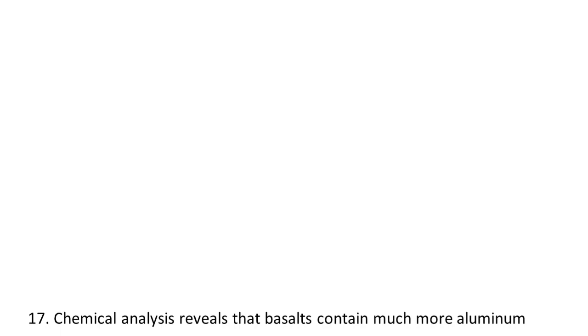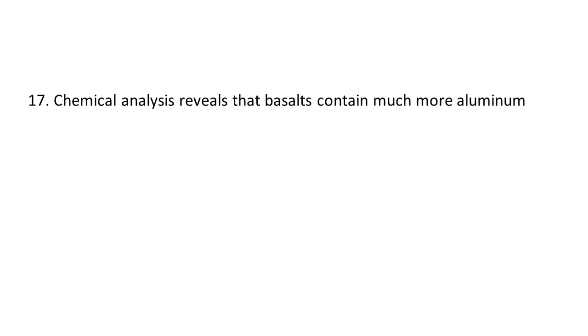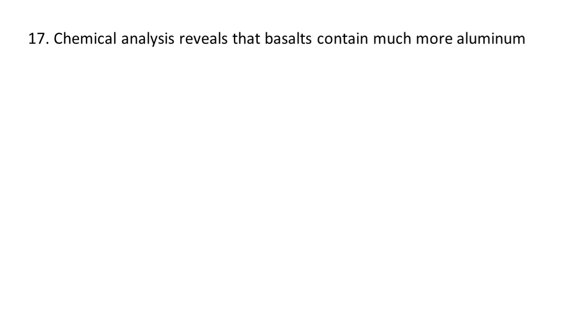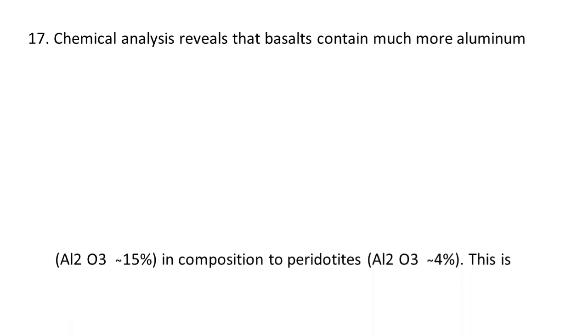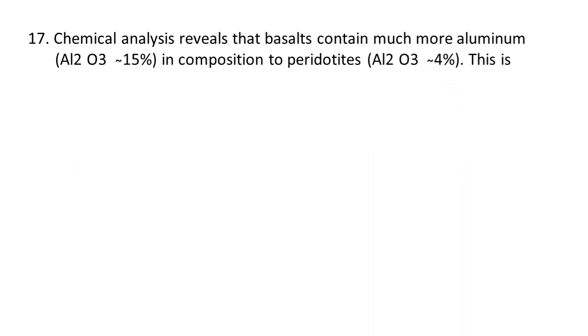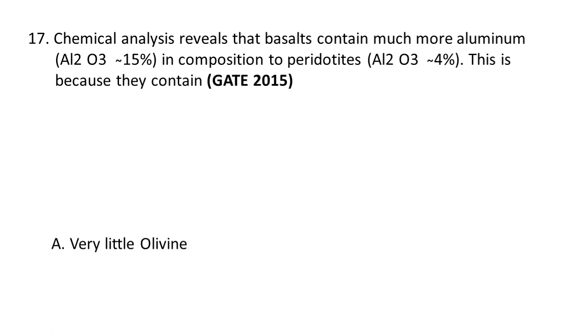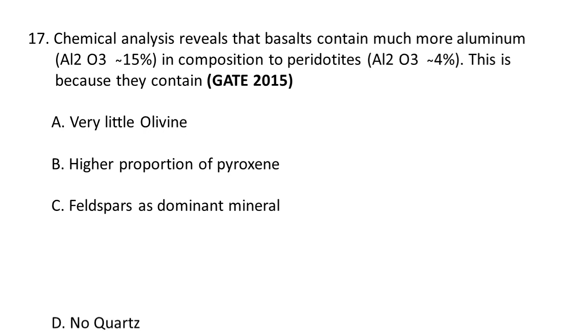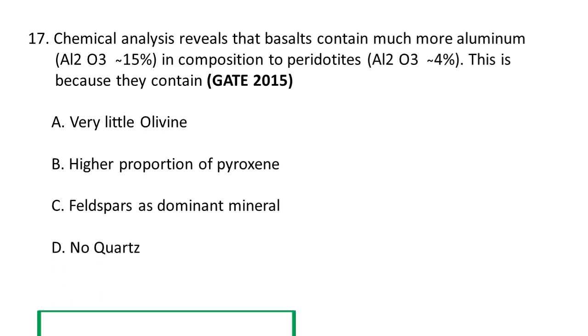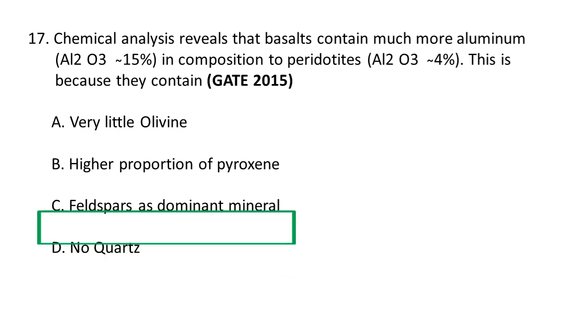Next question. Chemical analysis reveals that basalts contain much more aluminium, that is Al2O3, nearly about 15% in composition, compared to peridotite, which has around 4% aluminium oxide. So this is because they contain A. very little olivine, B. higher proportion of pyroxene, C. feldspars as a dominant mineral and D. no quartz.